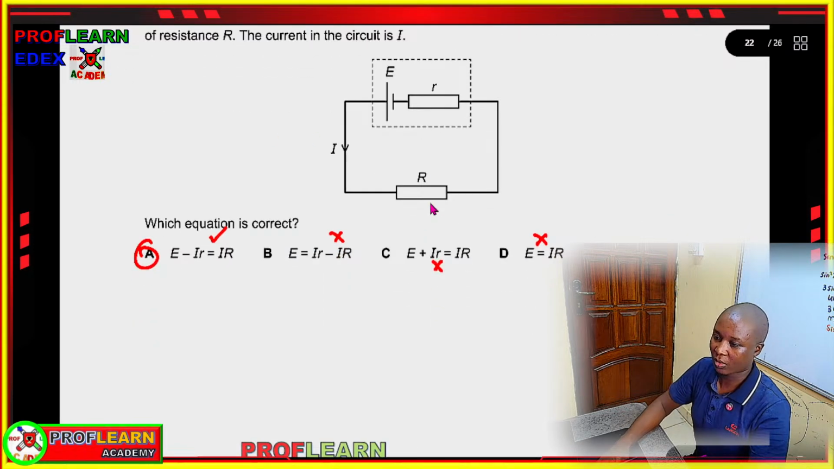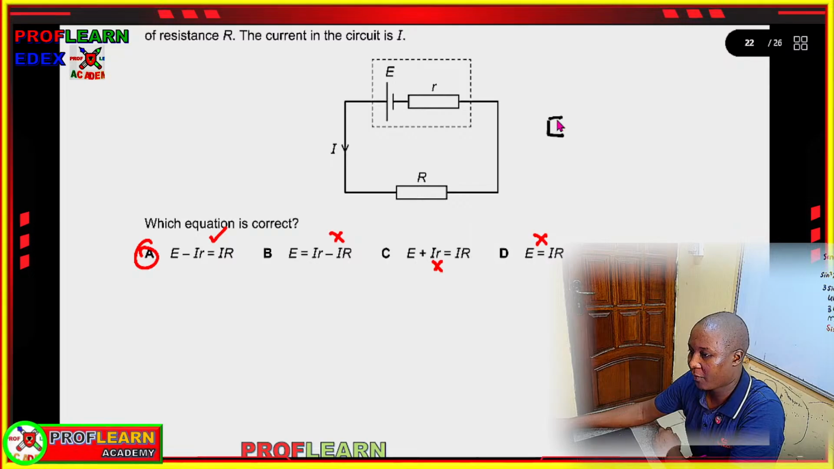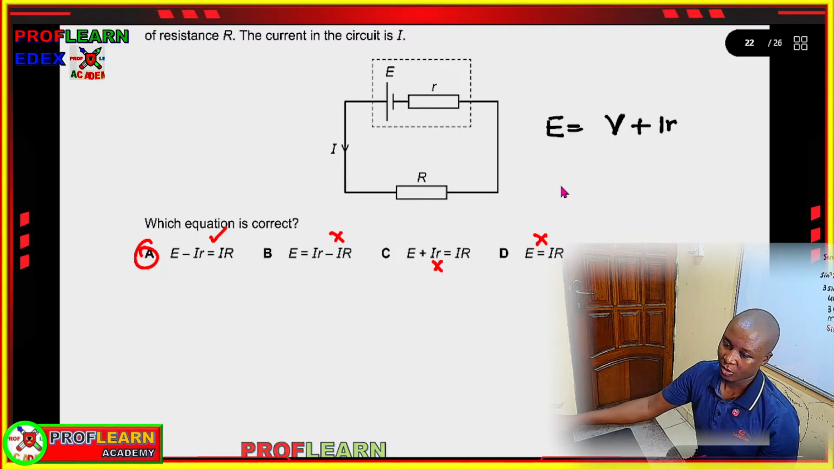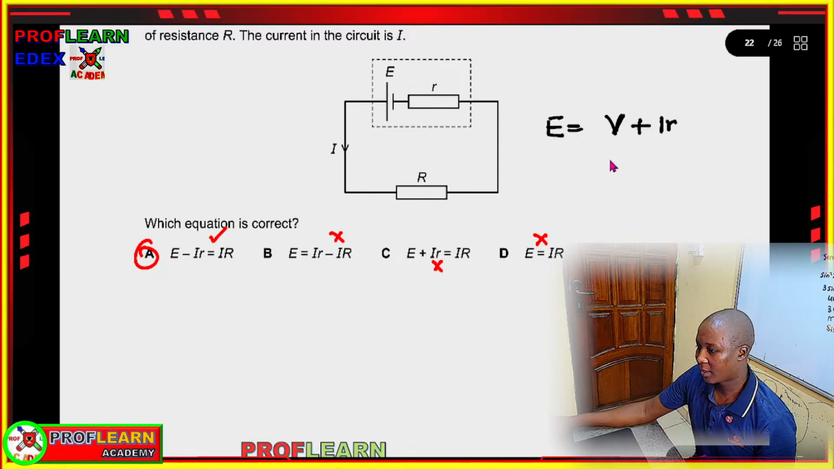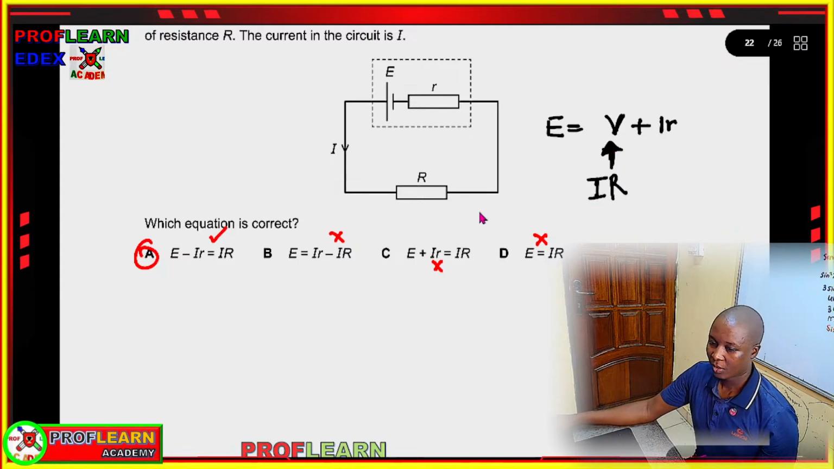Which equation is correct? We know EMF is equal to terminal voltage plus the PD lost due to internal resistance. If we rearrange that formula, basically it will be this formula that we have here. And terminal voltage is basically I capital R. So that's why this equation can be rearranged that way.